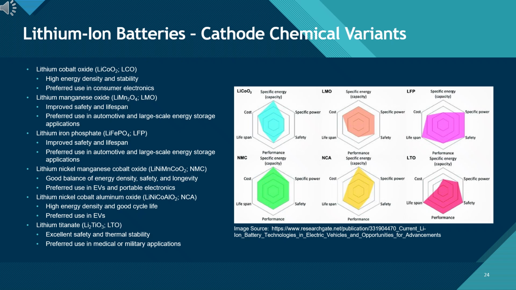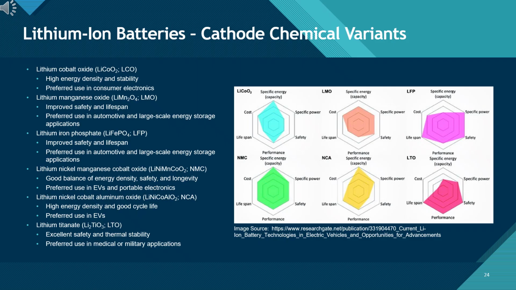LMO and LFP focus more on safety and long lifespan, making them strong choices for automotive and ESS applications. NMC has become one of the most popular EV chemistries because it balances energy density, safety, and durability. NCA also delivers very high energy density, which is why you see it in many electric vehicles. And LTO is the standout for extreme safety and thermal stability, ideal for specialized uses like medical or military equipment.